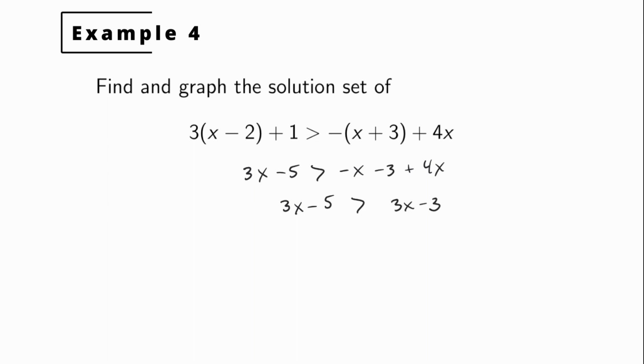And you'll notice we have the same quantity of x on both sides. So if I subtract 3x from both sides, then they cancel out on both sides, and we get negative 5 is greater than negative 3. It's important to note, though, that that is never true, right? Negative 5 is not greater than negative 3. So no matter what the value of x is, this inequality will never be true. And so this is when we would say no solution.